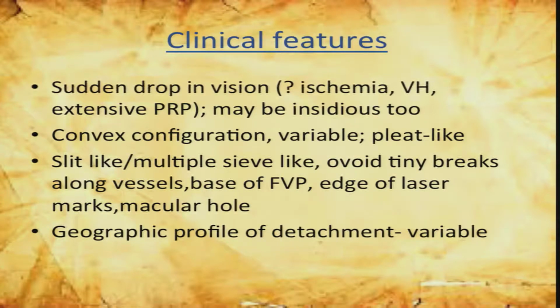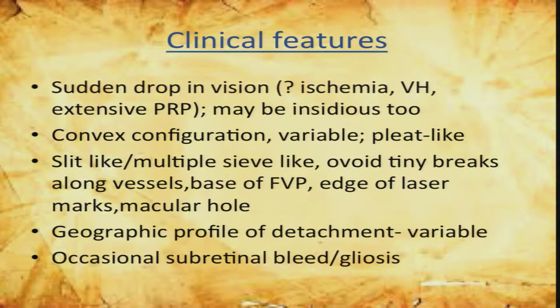It could reach the ora at least in some quadrants. It may not typically follow Lincoff's rules, obviously because of the epiretinal tissue, as also the laser that might have been done in some of these cases. And occasionally one may have subretinal bleed and subretinal gliosis as well. Subretinal gliosis is particularly more common because these breaks are small, and the RPE, instead of coming onto the epiretinal surface, tends to form membranes underneath the retina.